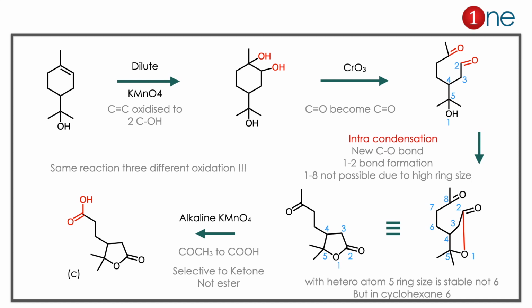What really happens is the methyl group is taken away and forms an acid there. Here you have to learn 3 important things. One is that the reaction is completely driven by the oxidant. So there are 3 different types of oxidation there. Dilute KMnO4 makes a diol, chromic acid makes C=O, and alkaline KMnO4 is vigorous and removes the CO there. The last thing is ring size. A 5-member ring is stable with a heteroatom, but in normal cyclohexane the 6-member is stable. Here the 5-member is stable.